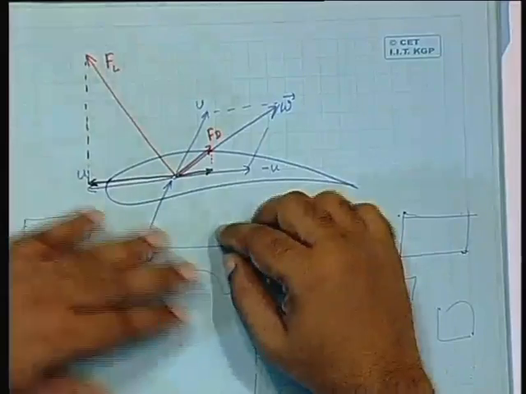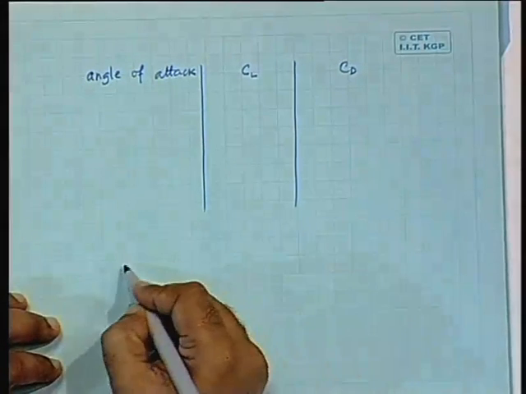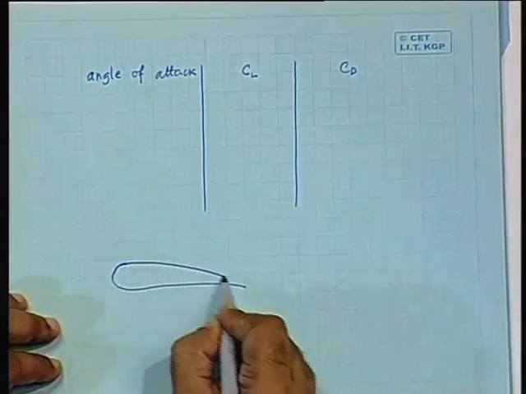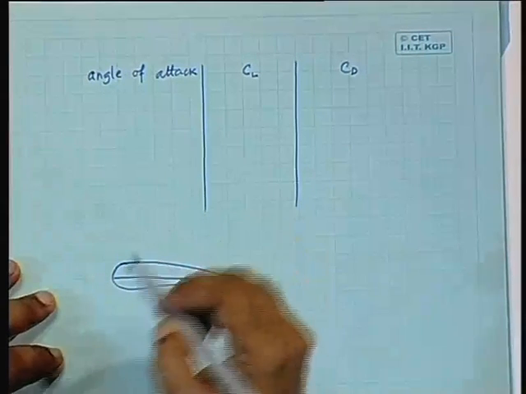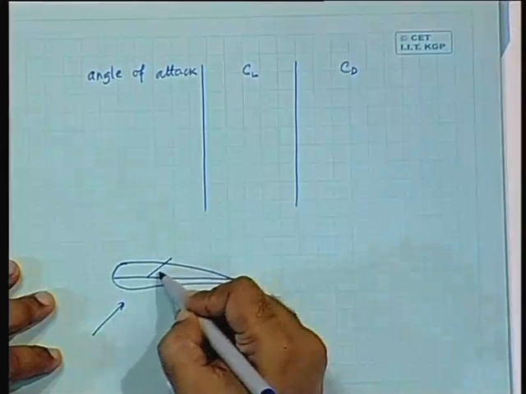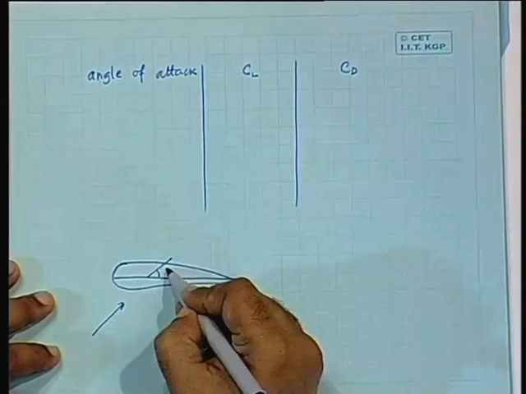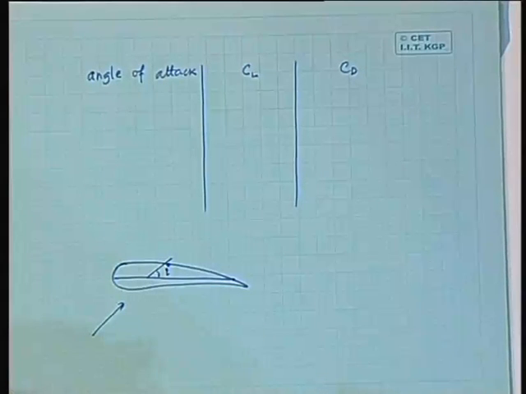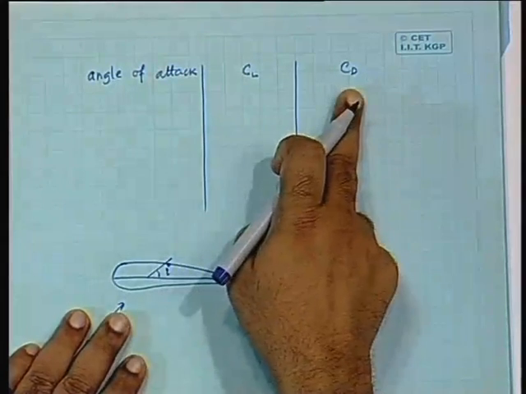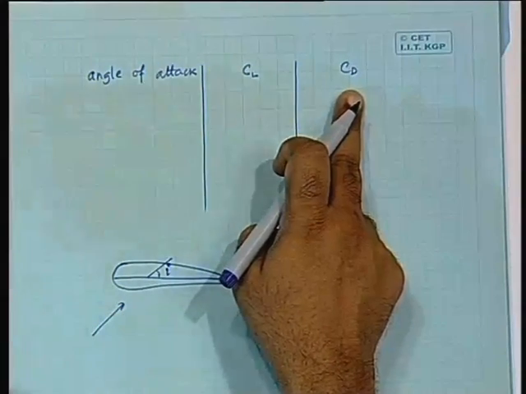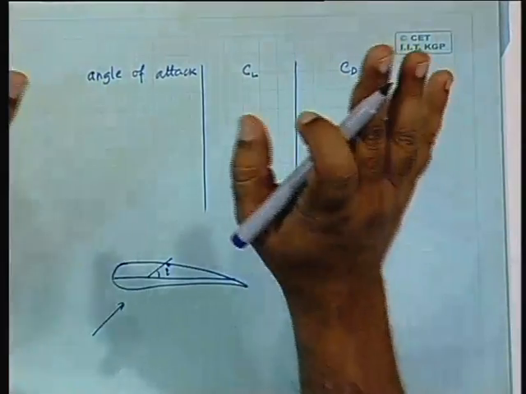Let me draw it, then it will be clearer. If you have this, then you can draw a line of chord, and if the relative wind is coming from this angle, then this is the angle of attack, and this angle is denoted by small i. So for every angle of attack, you have the CL and CD listed. They have calculated, found, and made it available on the net.